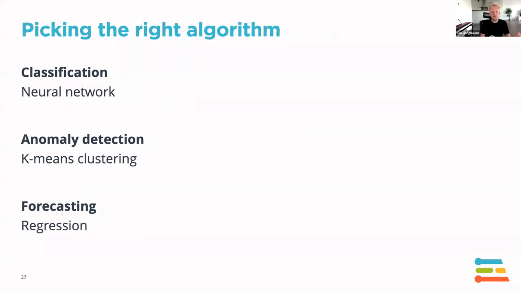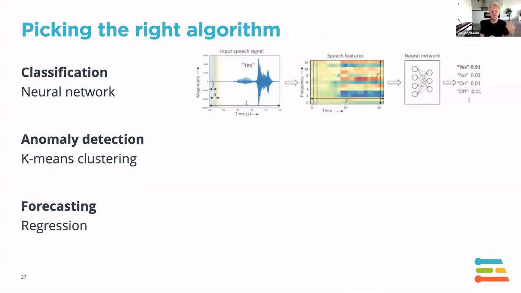So for classification, you probably want to use a neural network. A full pipeline would look like this: I have raw data coming in at 16 kilohertz. I then extract the interesting features using MFCC, and then I feed that into a neural network that will learn to classify: have I heard yes, or have I heard no, or have I heard something else? But neural networks are not the only game in town.